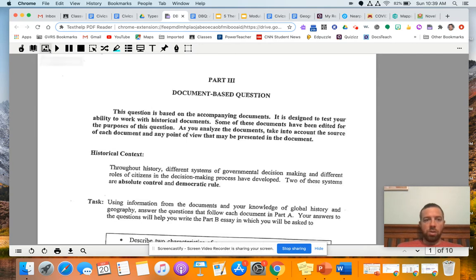Clicking over here into the actual DBQ itself, it didn't scan super well, so the words look slanted, but you can still use the play button up here on the Read&Write app, and it can read it to you. Just to make sure it works: Part A. Document-based question. This question is based on the accompanying... Okay, yeah, it does identify the text, and it can be read to you.